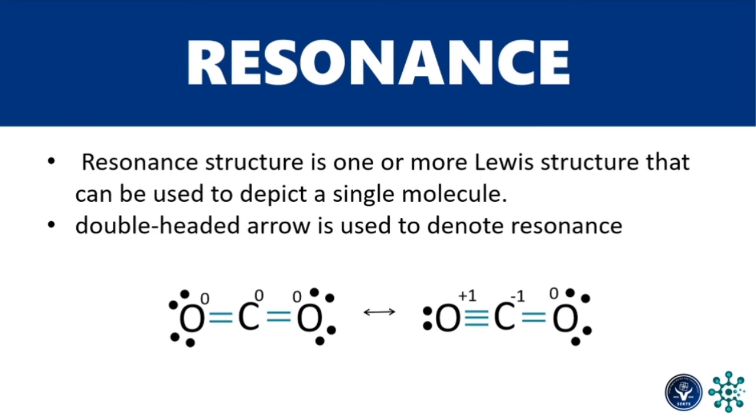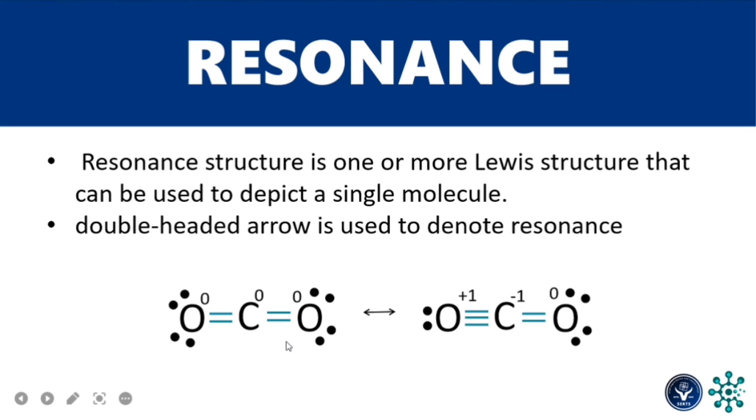Finally, we are down to our last discussion. Let's finish it with resonance. Resonance structure is one or more Lewis structures that can be used to depict a single molecule. A double-headed arrow is used to denote resonance. So basically, resonance tells us that there could be more than one possible structure that can represent a compound.